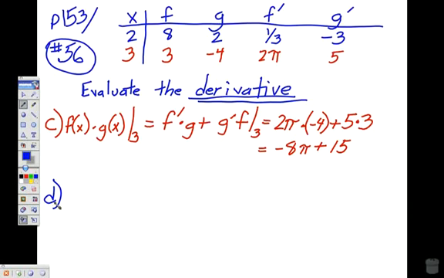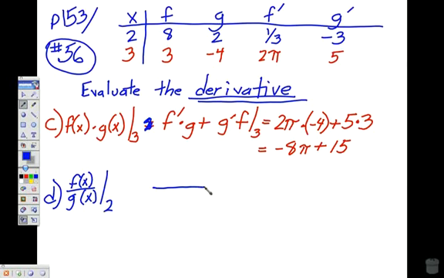Part D is f of x divided by g of x, and we're doing this at x equals 2. Our derivative, that equal sign right there shouldn't really be an equal sign, right? Because this doesn't equal that. It's what we get when we take the derivative. That's okay. Anyway, f of x over g of x, the derivative of this when x equals 2.